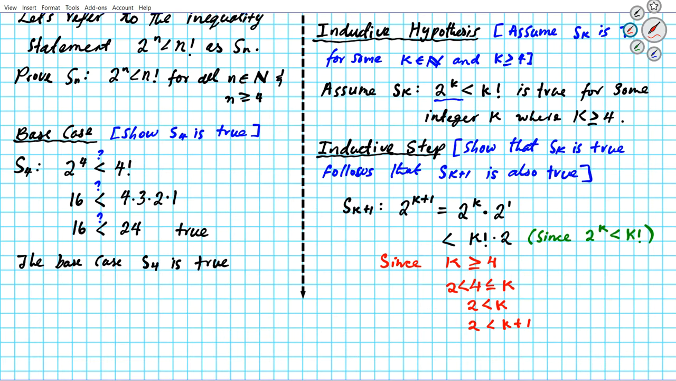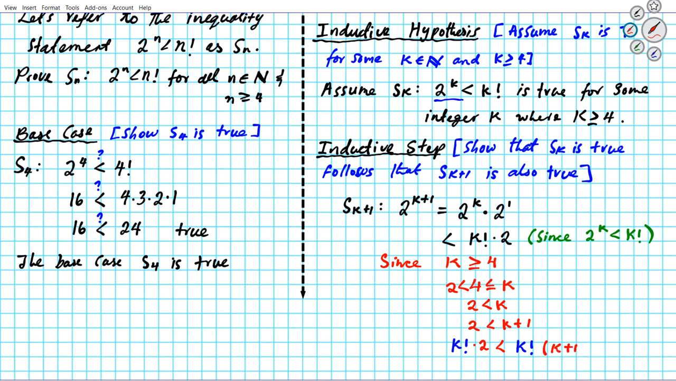All right? Now, let's go ahead and see what happens. What if we multiply both sides of this inequality by k factorial? All right? So if we multiply both sides by k factorial, we know that k factorial times 2 is going to be less than k factorial times k plus 1. How do we know this?